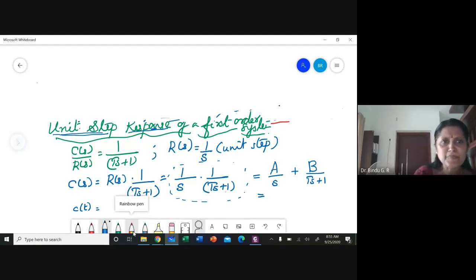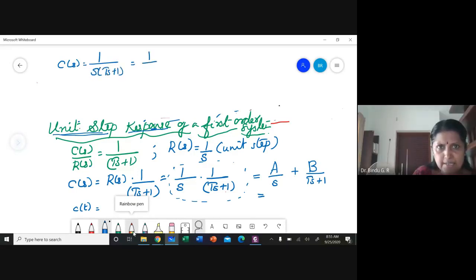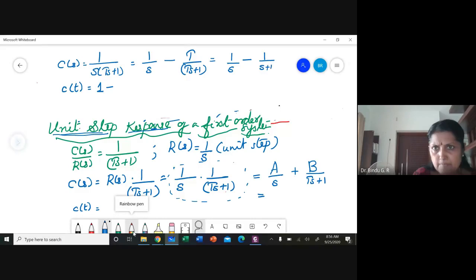Partial fraction? So 1 by S minus T by (TS plus 1). Yes, correct. So what will be C(t)? 1 by S, inverse Laplace of 1 by S is 1, minus what. This doesn't have a standard inverse, so I modify this as 1 by S, by 1 by S plus 1 by T.